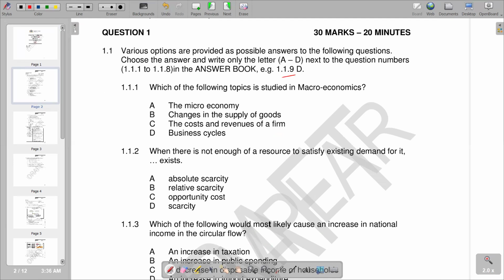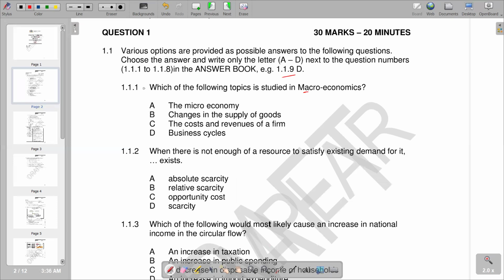So the first part, 1.1.1, is which of the following topics is the study, and that is based from the world economy point of view. So which is opposed to microeconomics. Micro will be looking at an individual market point of view, can be an individual industry or an individual firm point of view. So in terms of macroeconomics, we are going to look at an element that is inclusive of the whole economy.